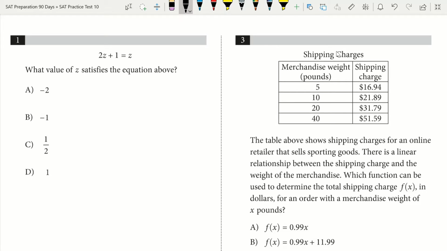So what value of z satisfies the equation above? First thing I'm going to do is get all my z's on one side since I only have one variable. So I'm going to subtract z here. That way I keep z positive. Also, I'm asked for the value of z, so by subtracting z from each side, I'm actually going to end with z, because 2z minus z gives me z. At that point, I just subtract 1 from each side, and that's going to give me z equals -1. Thus, I solve right away. So my answer there would obviously be B.